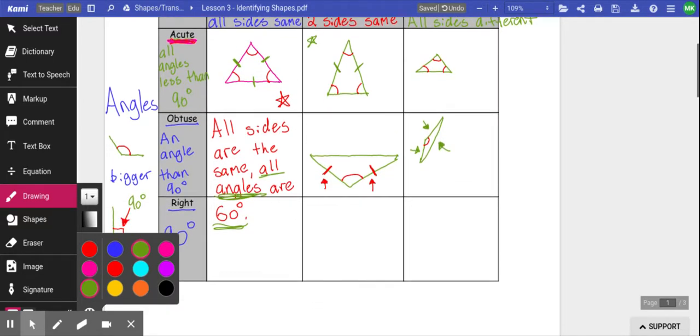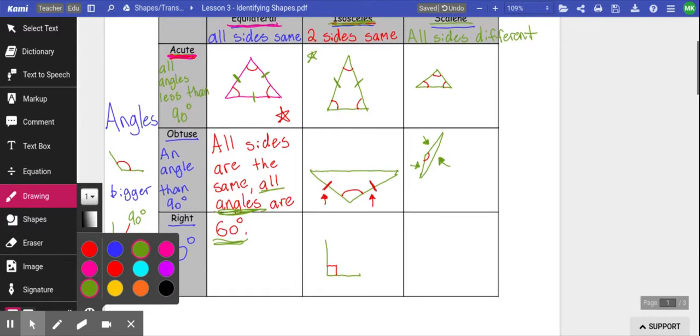Let's do an isosceles triangle. So an isosceles right angle triangle means I have to have a 90 degree angle. A 90 degree angle looks like this. Okay, so there's that perfect square angle. And isosceles means that two sides are the same. I've made those two sides about the same, and then I'm going to connect them. So this and this are the same, making that an isosceles right angle triangle.